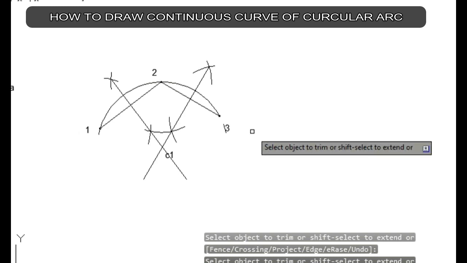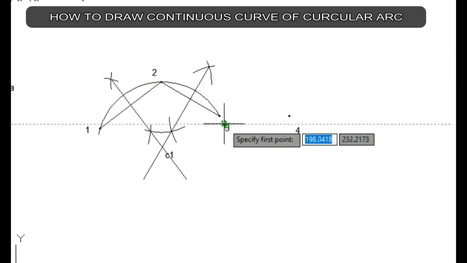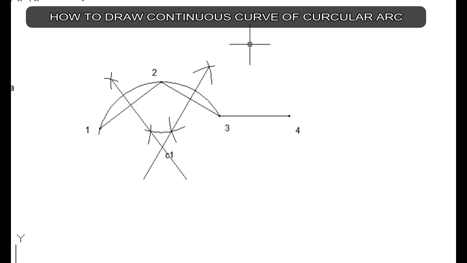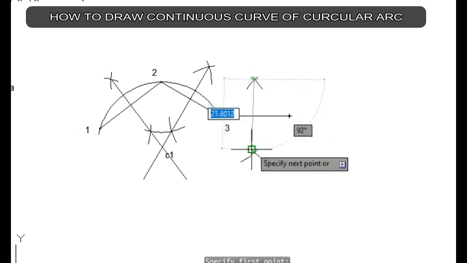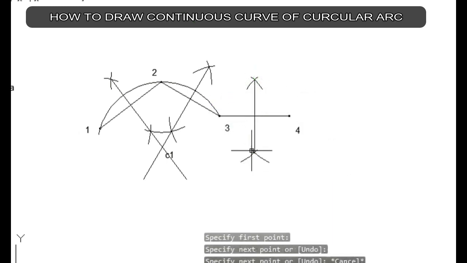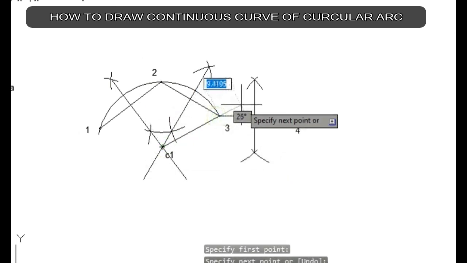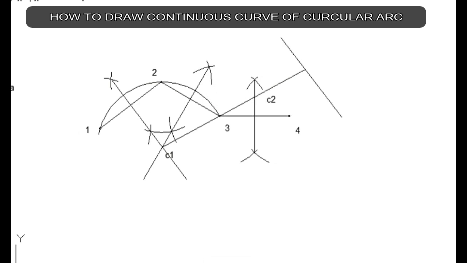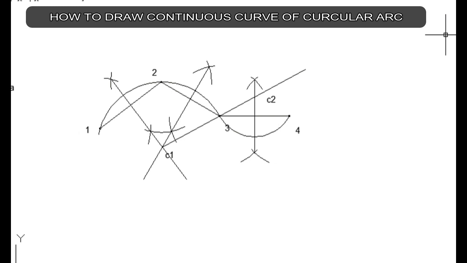Now we will add another point. Suppose here this is our fourth point. So join 3 and 4. Now we have to bisect this 3 4 line. Next we will join C1 and 3 and we will extend this. Now we will draw an arc considering C2 as center and C2 3 as radius. So this is continuous curve of circular arc of 4 points.